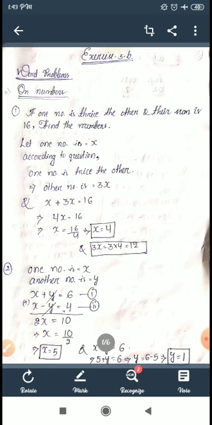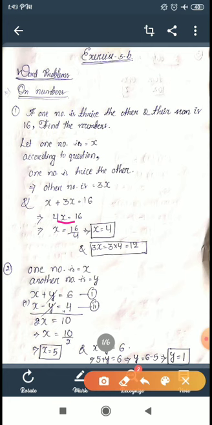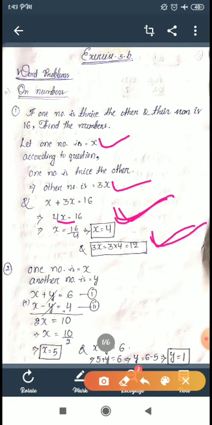So x plus 3x equal to 16. x plus 3x is 4x, and 4x equal to 16, so x will be 16 by 4, that is x equal to 4. So one number we got is 4 and the other number is 3x, that means 3 times 4, that is 12. One number is 4 and the other number is 12.